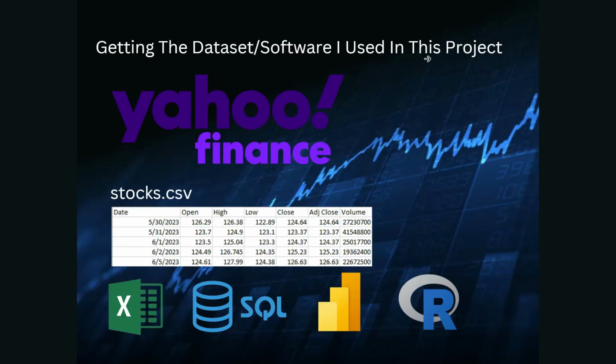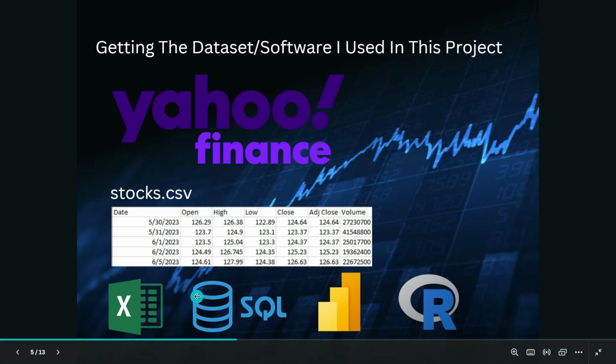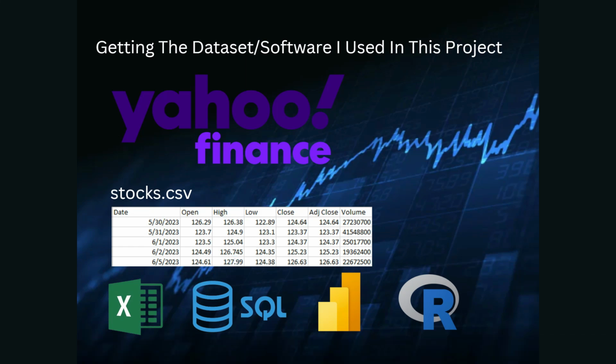So here's where I got the dataset and the software I used in this project. I used Yahoo Finance, which is significant and important as a comprehensive platform offering financial news and also data analysis, and I can even download the Excel file. That's where I got it from. I named it Stock CSV, and throughout this project, like I said in the slide before, I used SQL, Power BI, and R.